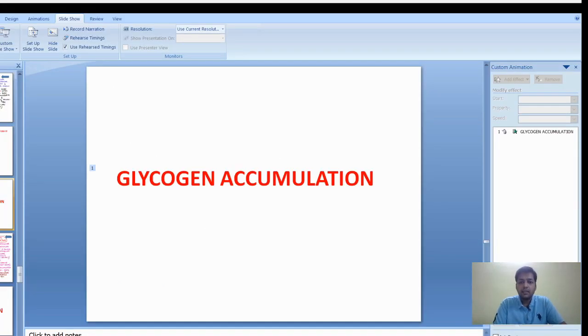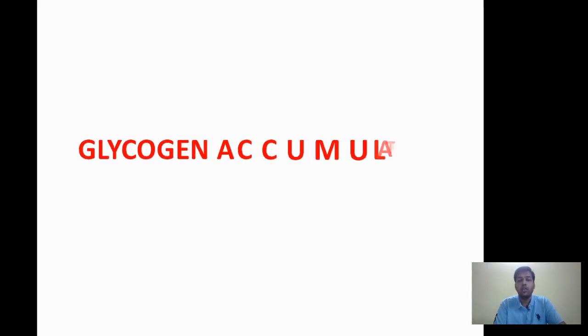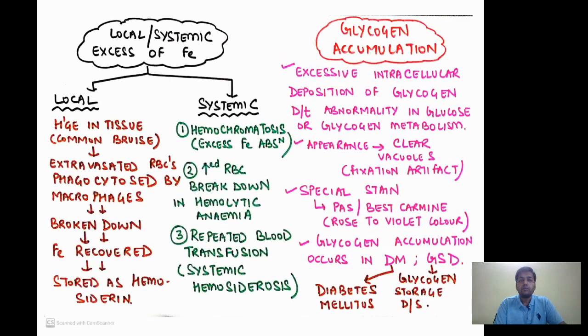Okay, so the next kind of accumulation that we are going to read now is the glycogen accumulation. As we have read about the different kinds of accumulation before, the last kind of accumulation that we are going to see is the glycogen accumulation. Excessive intracellular deposition of glycogen occurs due to abnormality in either glucose or glycogen metabolism. Under the microscope, it appears as clear vacuoles, and we also call it a fixation artifact, because during tissue processing this glycogen is washed off by the fixative that we use.